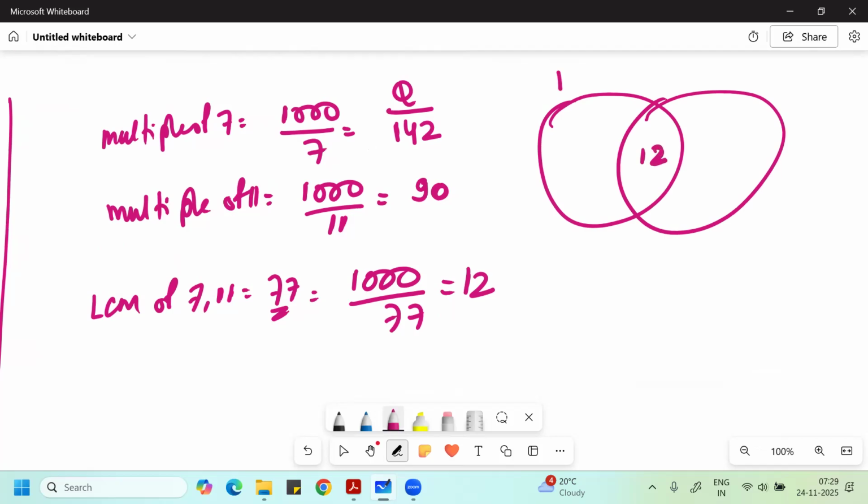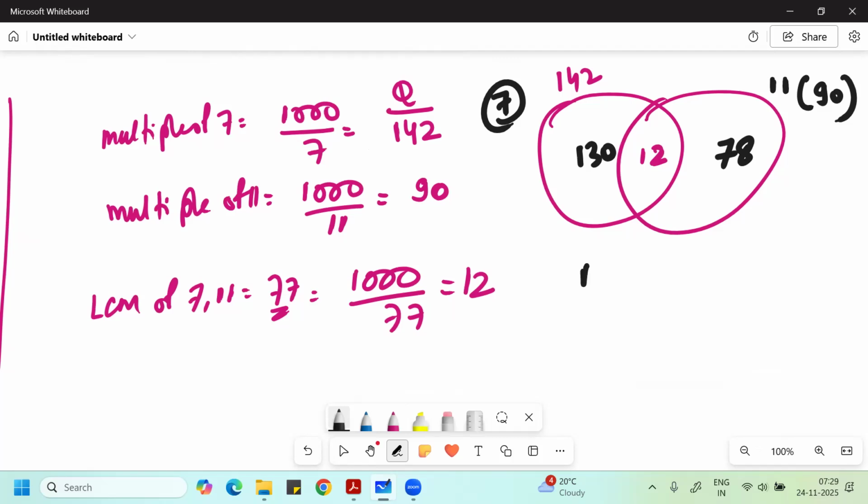The total is 142 numbers which are divisible by 7. So there are 130 numbers which are divisible only by 7. And when you talk about 11, there are a total of 90 numbers which are divisible by 11. It means 78 numbers are only divisible by 11. So out of 1000, what is the probability that the number is divisible by 7 or 11?